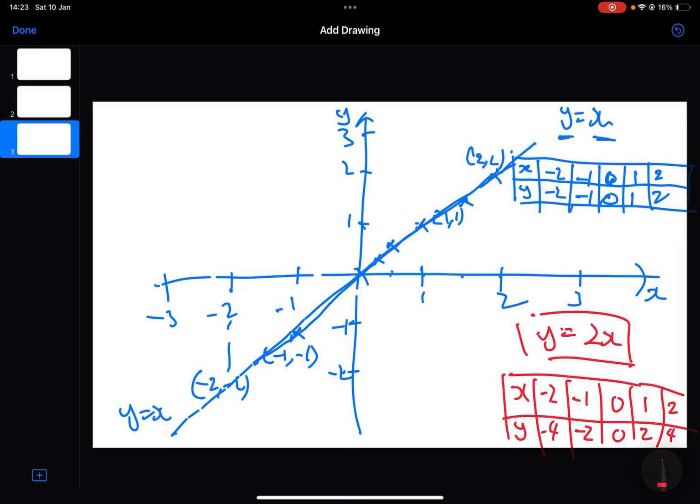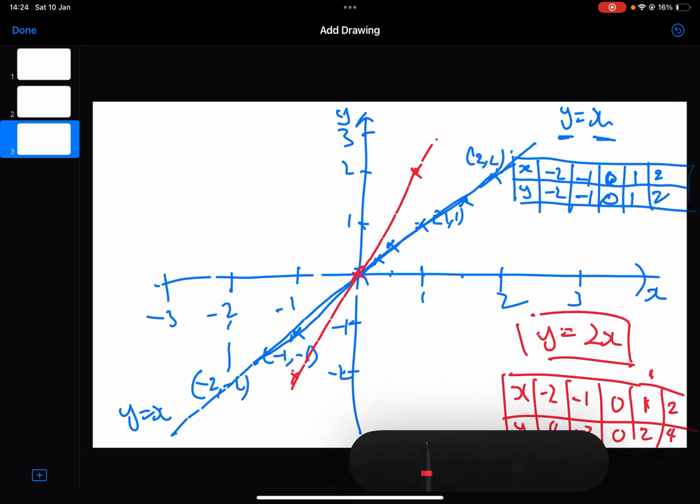x equals -2 gives y equals -4. So this time round, when I move 1 unit to the right, my y will go up by 2 units. If you look at this grid over here, (1, 2), (0, 0), (-1, -2). So this time it is still a straight line, but it will now become steeper because my y is a multiple of the x already. That's why it goes up faster.